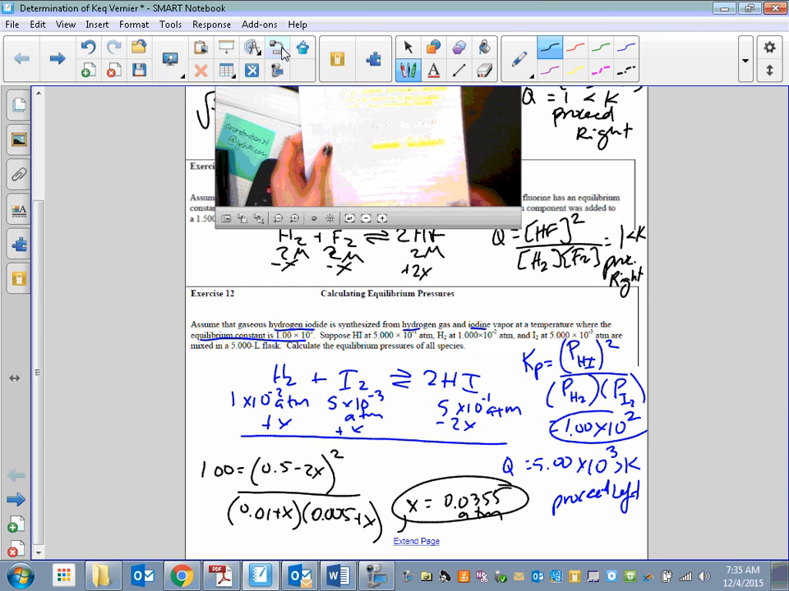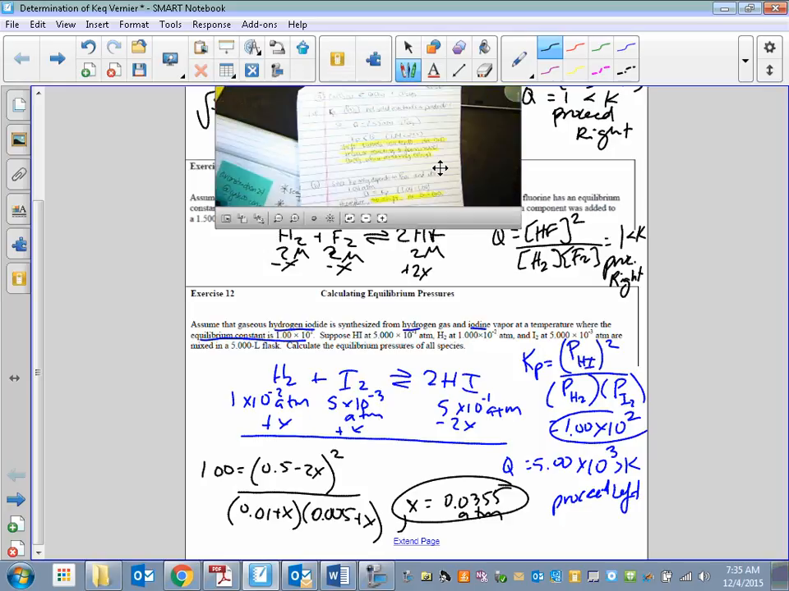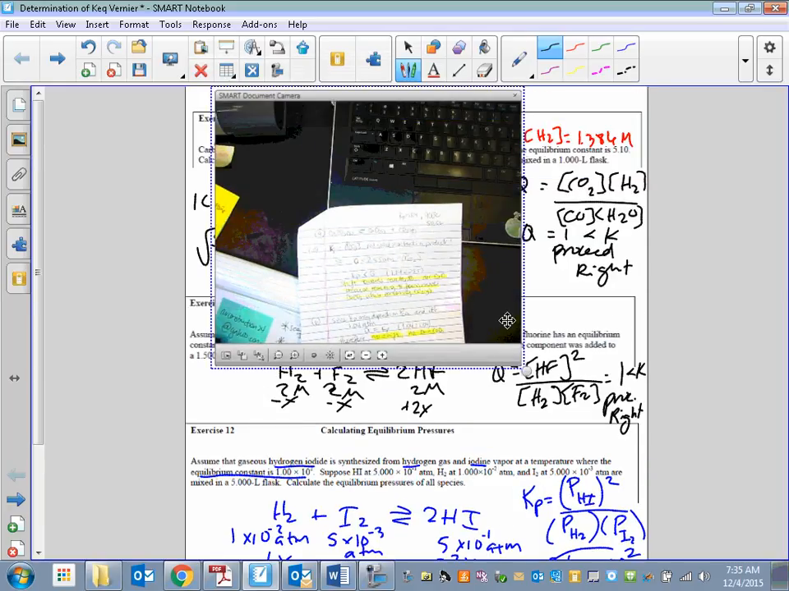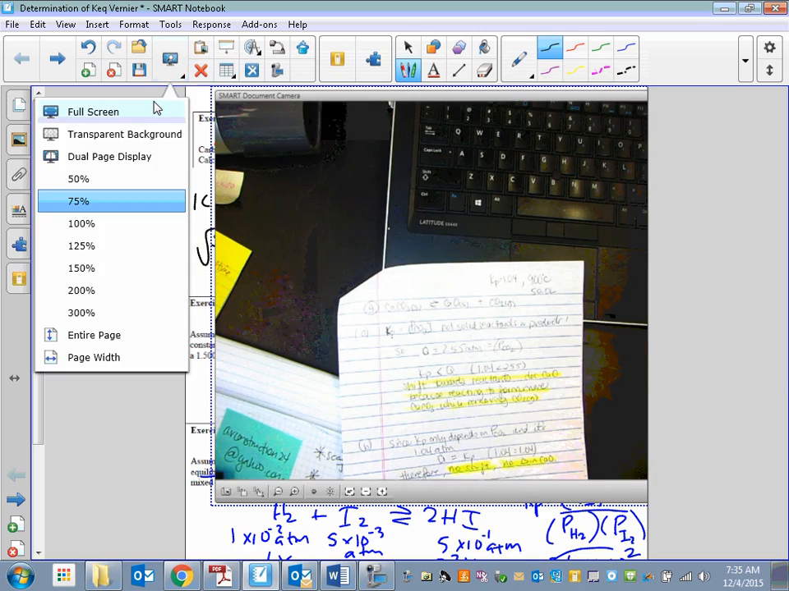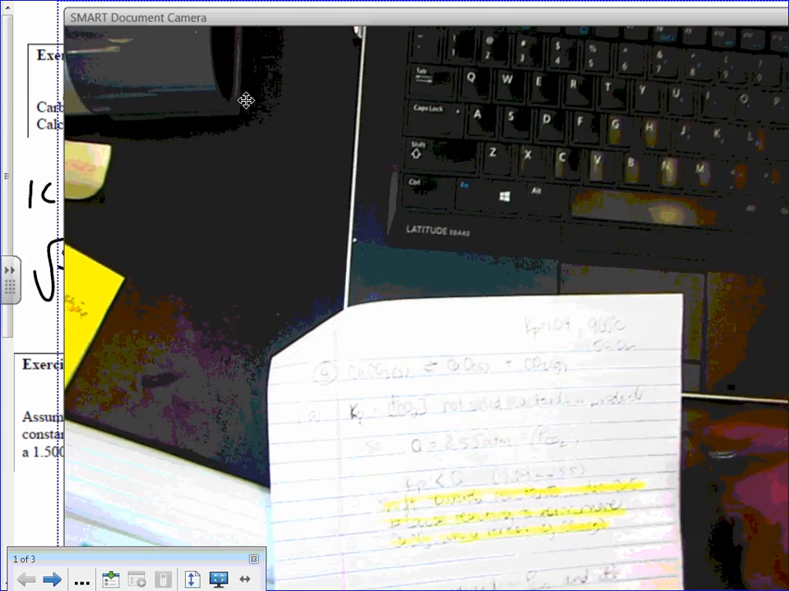So, oops, where is this thing at? And this will be the last thing I go over before we start lab. I'll go over the other one if I need to later.